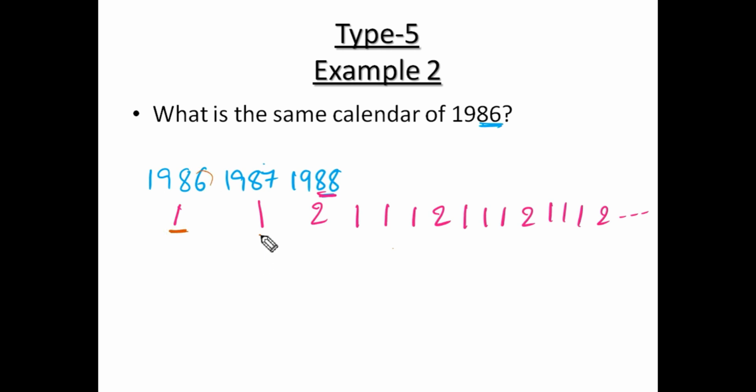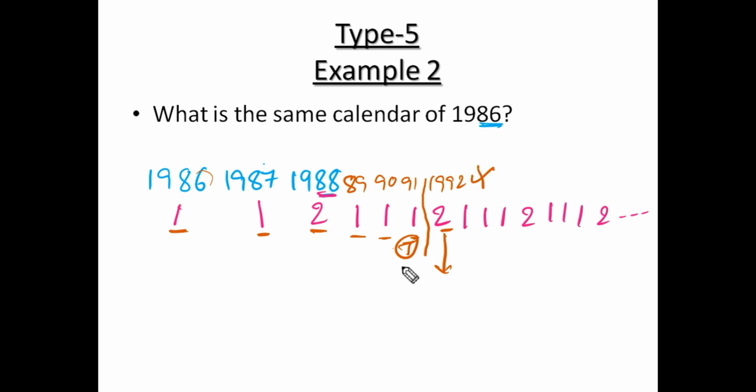1 plus 1 is 2, 4, 5, 6, 7. Yes, here we got 7. So the next year is the answer. Okay, so this is 1988, 89, 90, 91 and 1992. Yes, it is the answer.